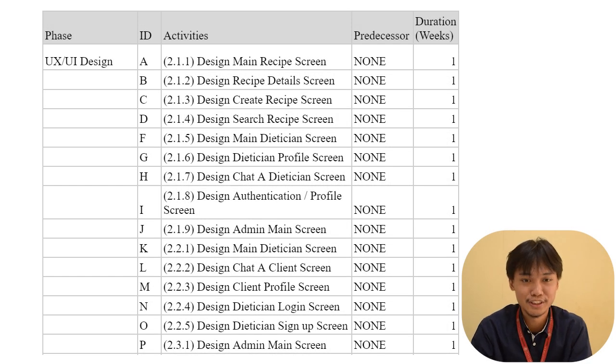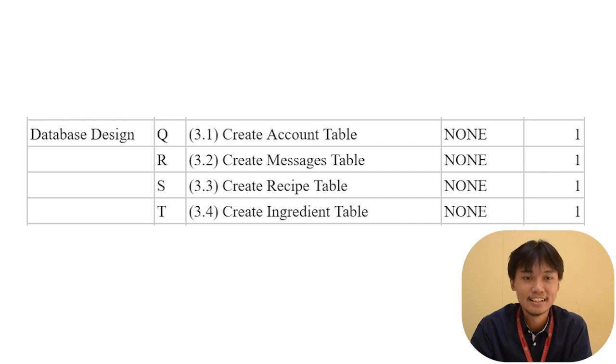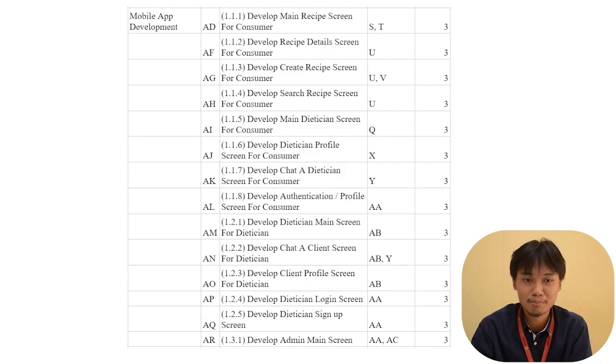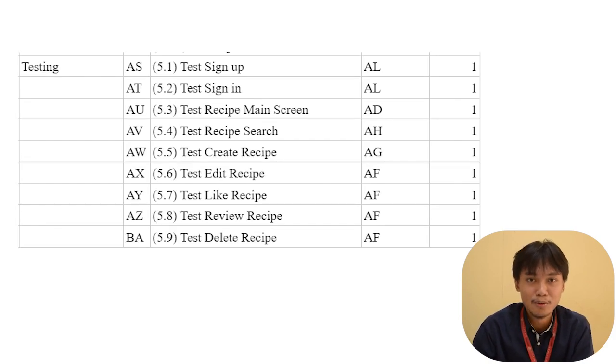Moving on to the project schedule. The project schedule is divided into phases: UX UI design, database design, server development, mobile app development, and testing. Visualizing our project on the Gantt chart, the collective timeline for these activities spans a total of 7 weeks. This strategic distribution of tasks ensures an efficient approach to our development process, with each phase contributing to the overall success of the project.